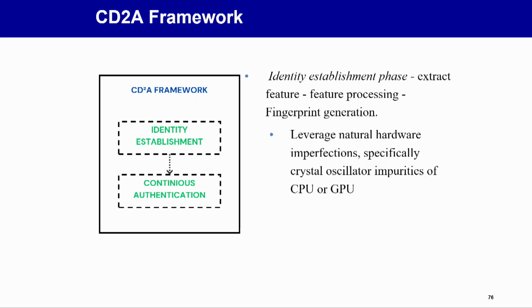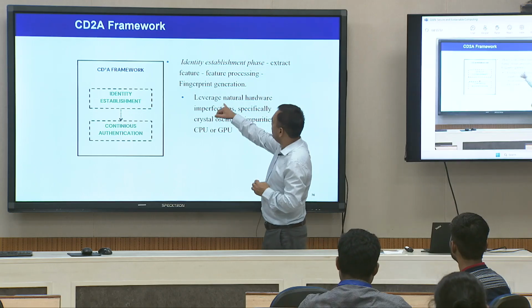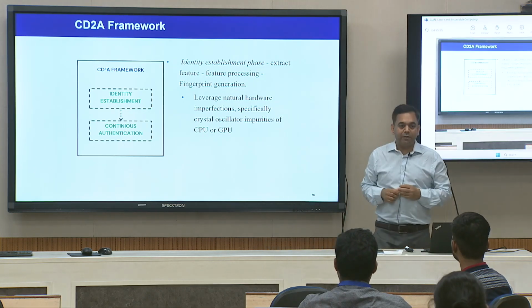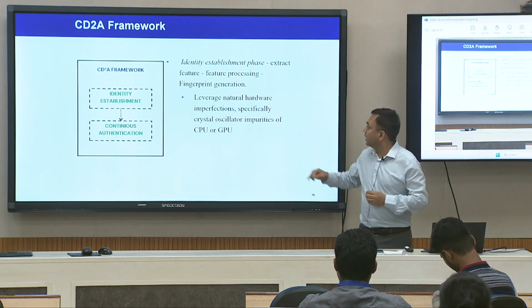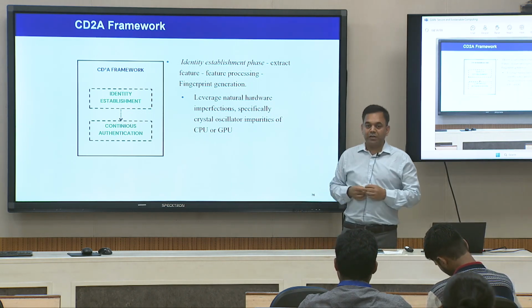Yeah, so let's go into a bit more detail here. How can you do this identity establishment phase? Each device has a login password. Yeah, after that you can extract some features of the device, do some feature processing, and generate some fingerprint. So this will be very unique to that device. Yeah, and it typically leverages natural hardware imperfections. Yeah, and one of them is crystal oscillator impurities.